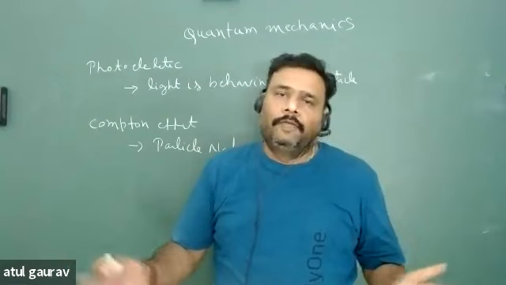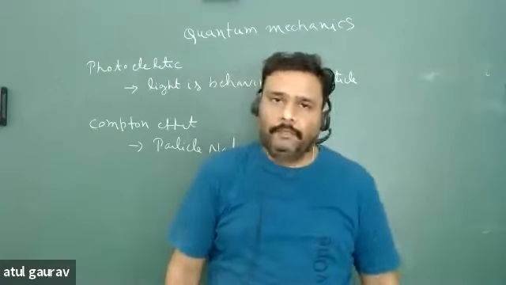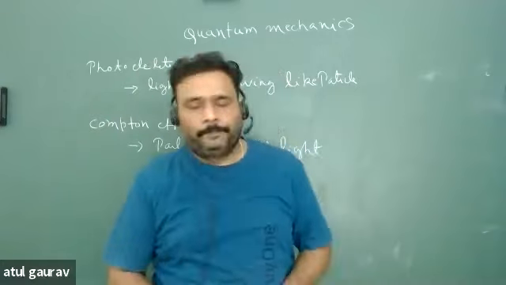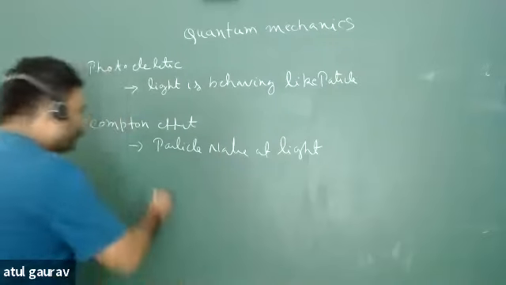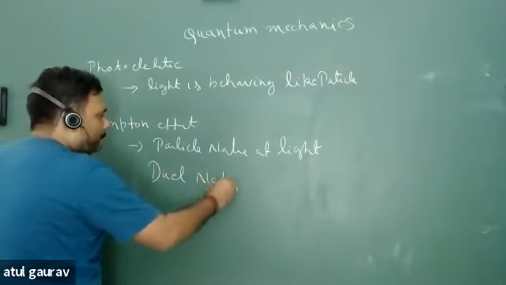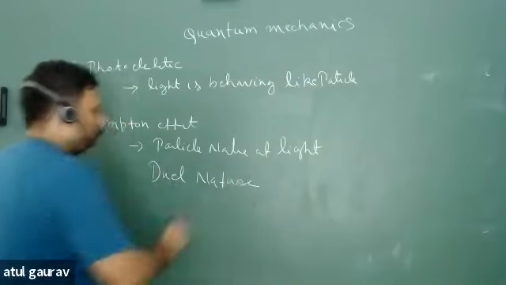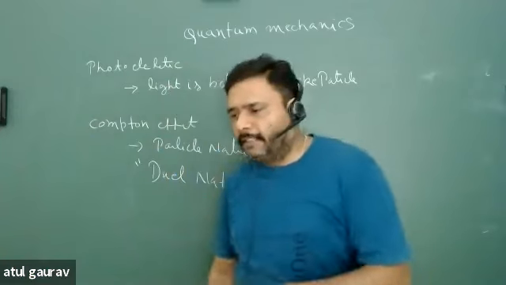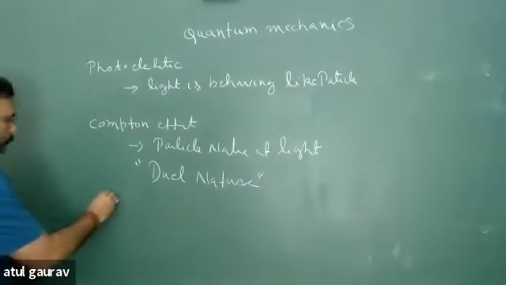Now we have explained the theory of light in the classical manner, where it behaves like a wave, and in the advanced manner, in these two experiments, it behaves like a particle. So light has dual nature. Dual nature means it has the nature of a particle as well as the nature of a wave. Now let's go for electrons.